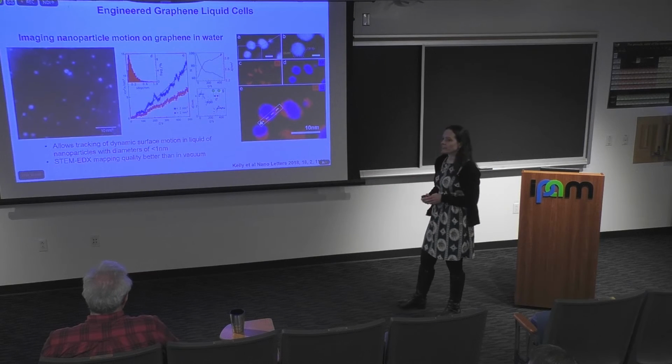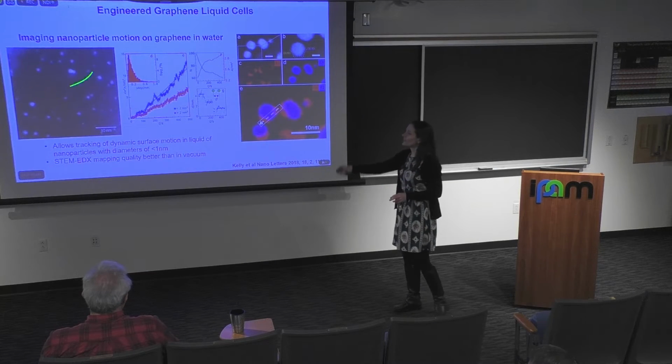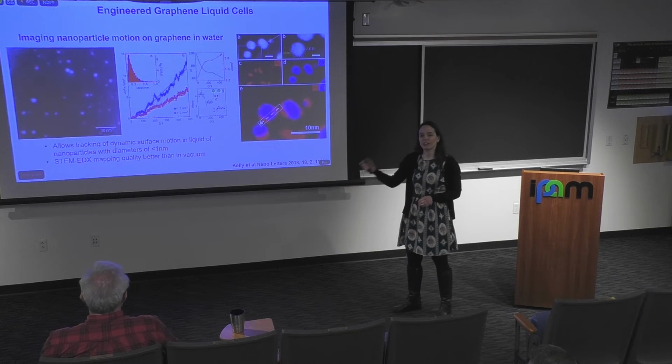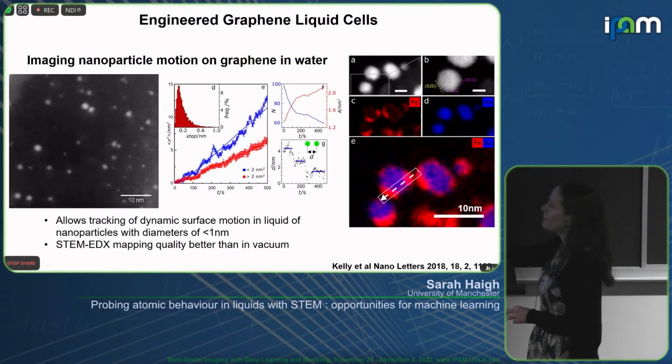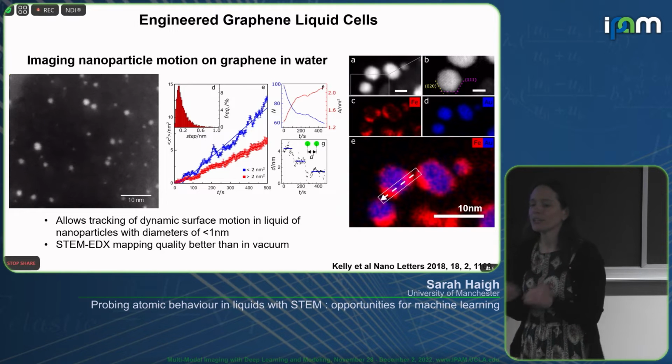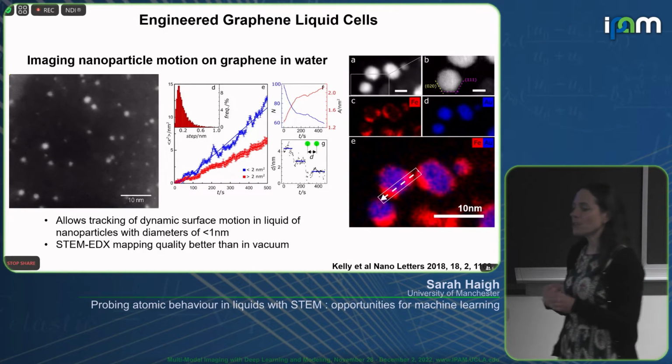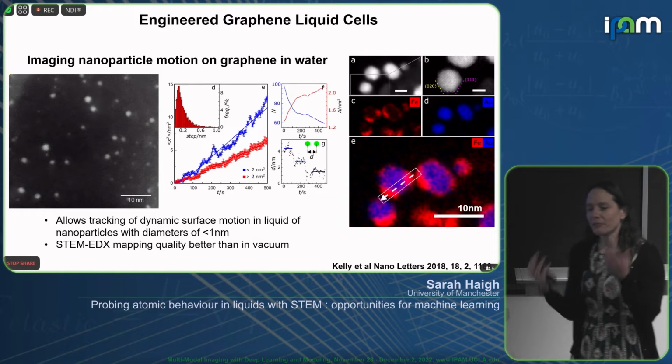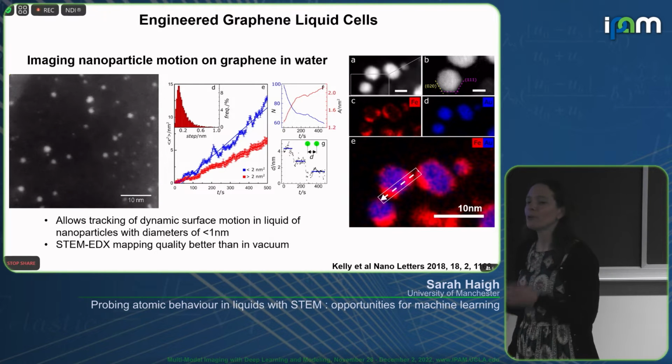Okay, so we did some imaging on these, but what you'll notice is this isn't atomic resolution imaging of dynamics. And that's because if you image these cells at atomic resolution, you're looking at one of the graphene windows, and even at 80 keV, you will create damage to that window. And when you have damage to an atomically thin window, your liquid escapes.